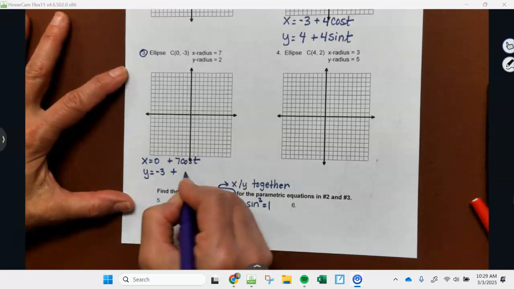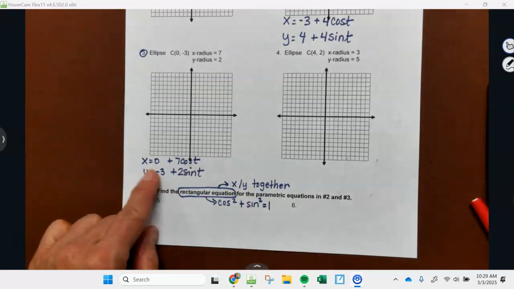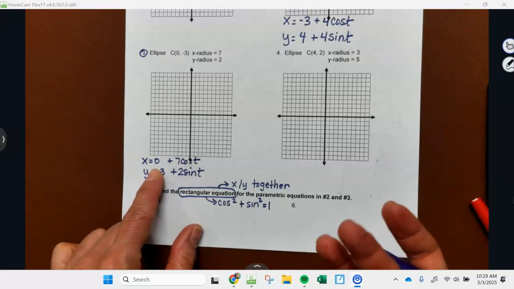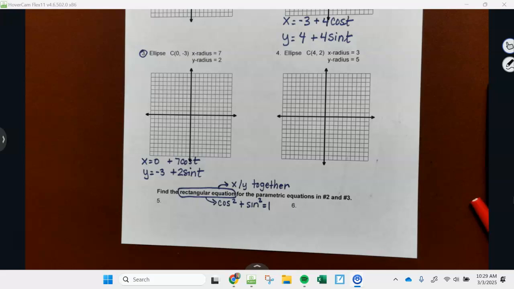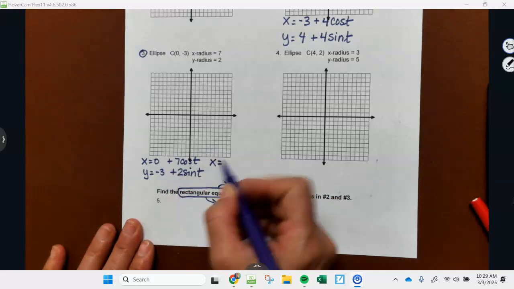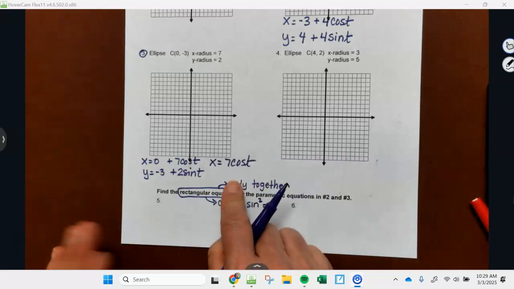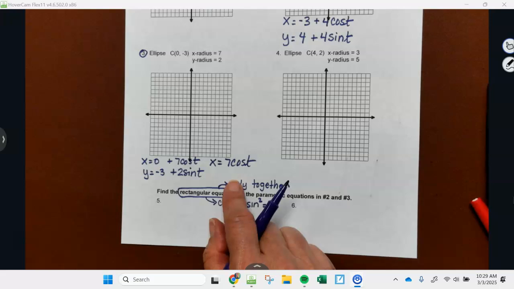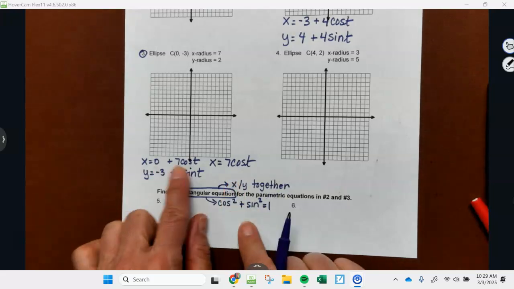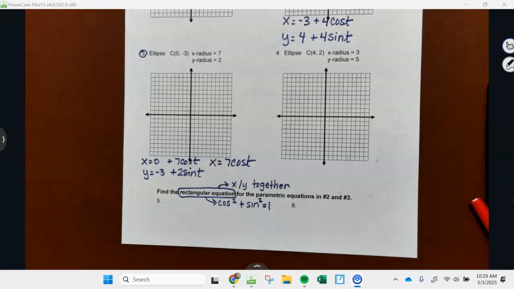The y radius is 2, so 2 sine t, but look, y'all, this 0 plus something, like that has no value at all. It's okay if you leave it like that, but if you write it without the 0 when you have a center on 0 like this, that is such a cleaner, more sophisticated answer. I will not take points off if you write it like that, but if you wrote it like that, I'm going to know that you know what's going on.